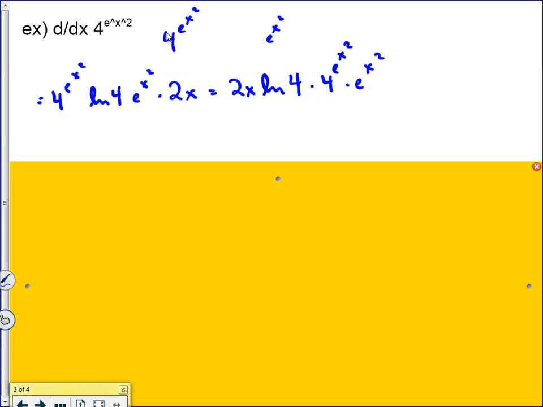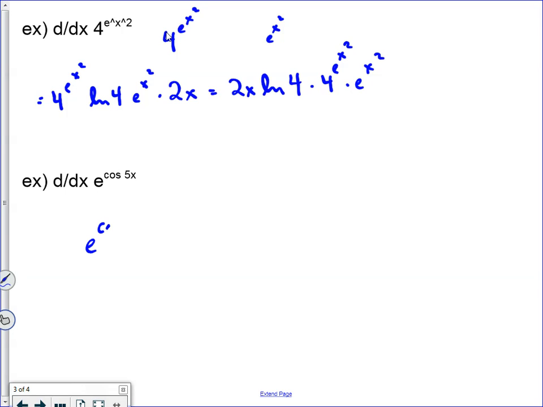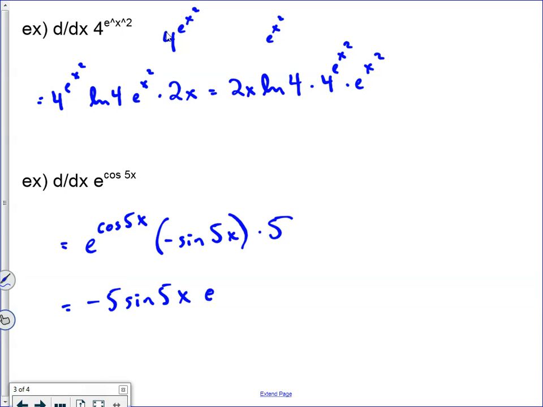All right, move on. Here's one. Let's do the derivative here. You've got e to the cosine of 5x. ln of e is 1, so there's no need to do that. Then the derivative of cosine 5x would be negative sine 5x, times the derivative of 5x, which is 5. Let me just clean it up. That's what it looks like.